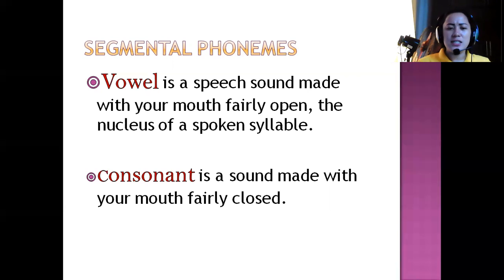Okay, the second is the consonant. A consonant is a sound made with your mouth fairly closed. So there is much exertion of force. There is friction. For vowel we have ah, so the mouth is open. For consonant we have m, mother. Fairly closed. Not totally closed, but you can see that there is really an obstruction of air to produce a sound. So that's the difference between the vowel and the consonant sound.